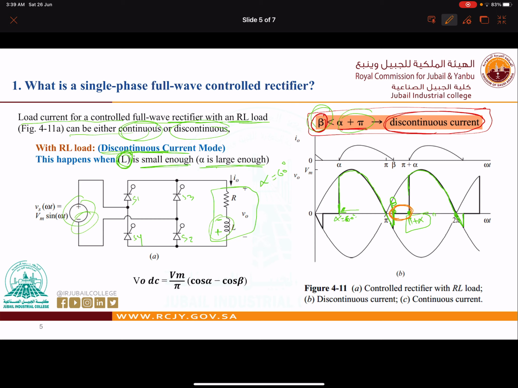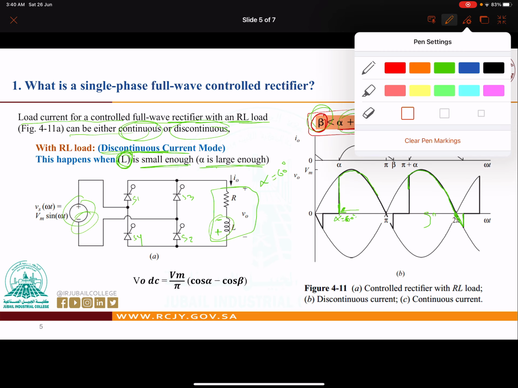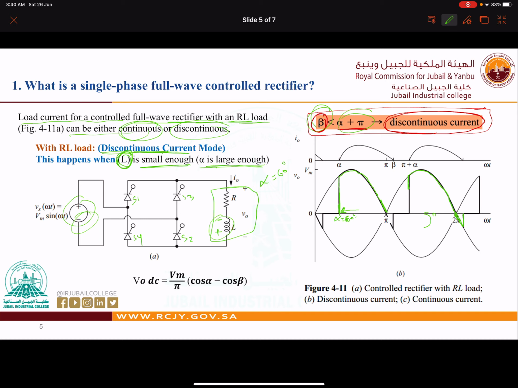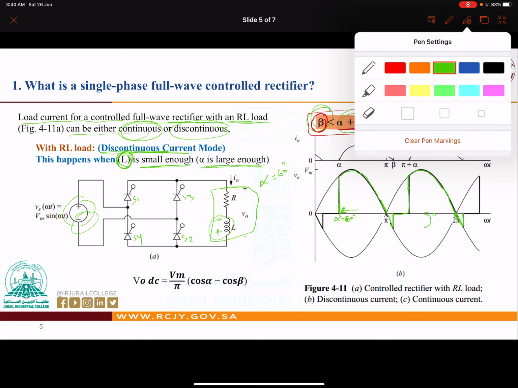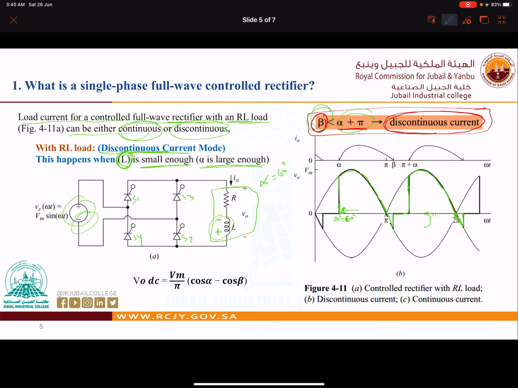Now let me just show you how the current goes to 0. Now this is for the voltage, right? So let me just draw it. This is for the voltage. And let me draw the current with the blue color. Now this is the current, right? The current will start from here because it is an inductive load, and it will reach 0.